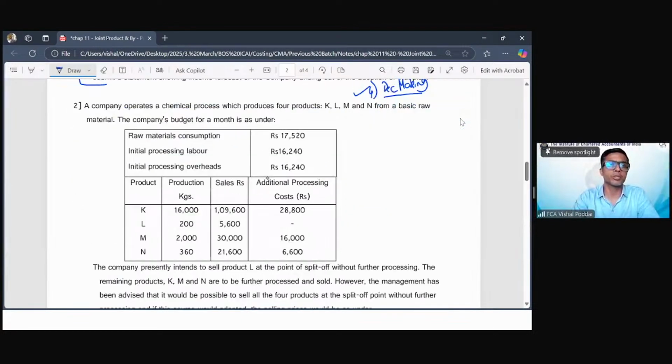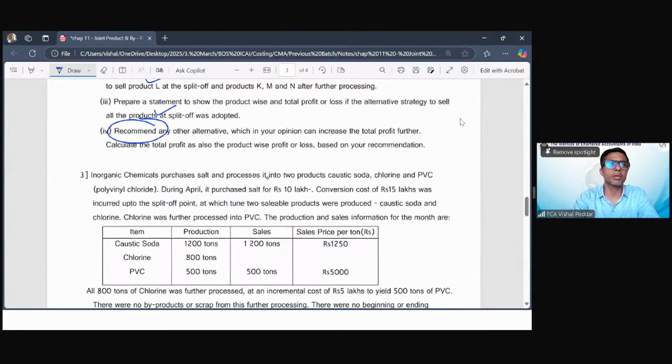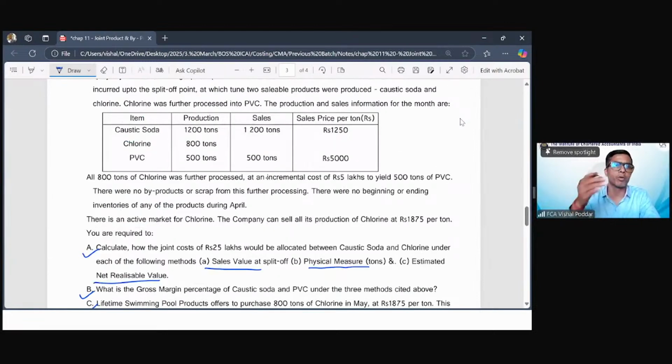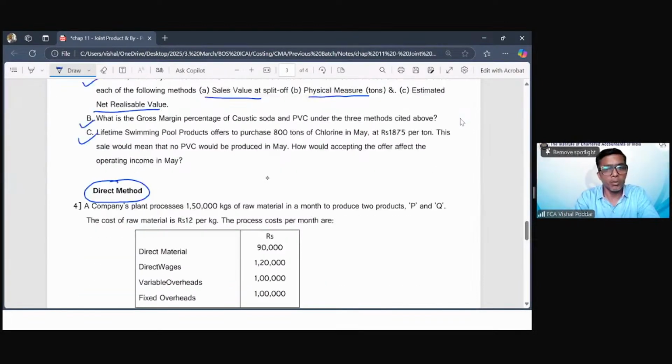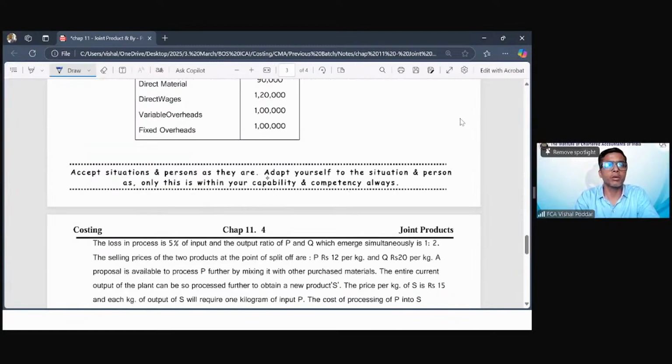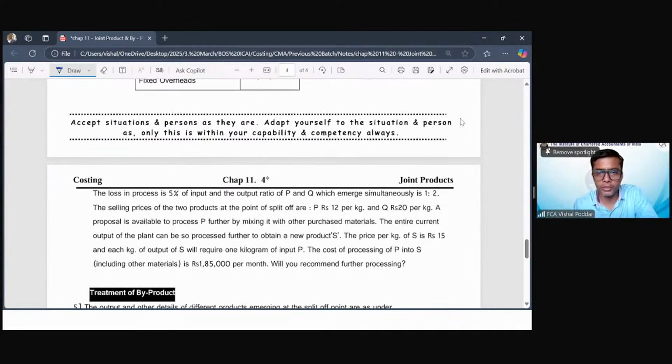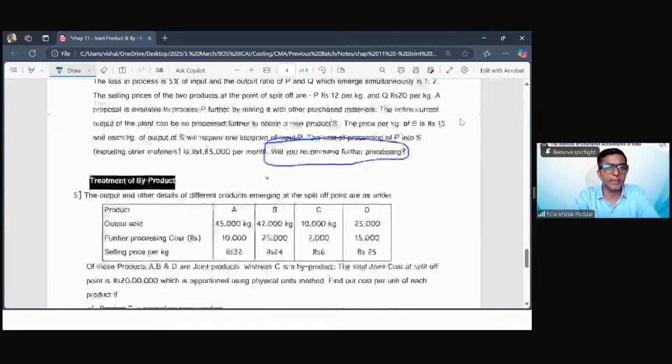That is the question where you do not require the direct method, because you already have the workings of joint costs and profits. You can simply compare. But if you see here, after the entire data, only one question is asked: will you recommend further processing? So they are asking only about further processing. They are not asking about profit at split off, or profit after further processing. In such a case, this becomes a question of the direct method, because you only have to give your 4th answer, that is the recommendation. So here you should follow the direct method.